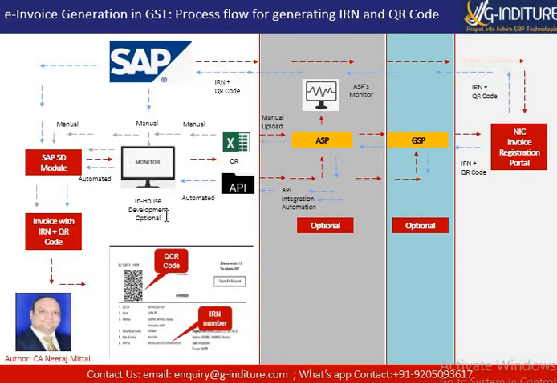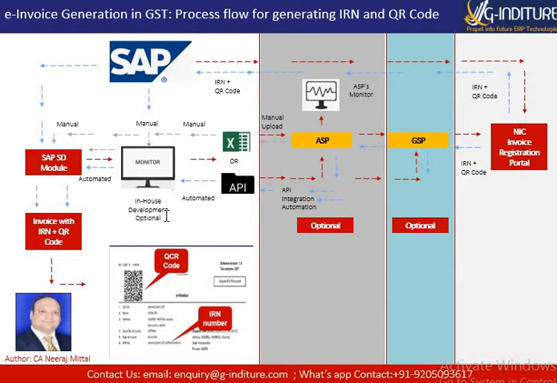Of course, this monitor is optional. If you want, you may develop it, or you can directly move on to the next stage. In the next stage, the data retrieved from the SAP SD module for your invoices gets converted either into an Excel sheet or into APIs. So two options are available: you may carry out IRN integration manually, or you can automate the complete process through API integration.